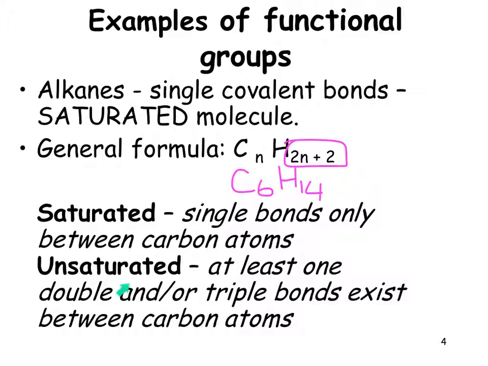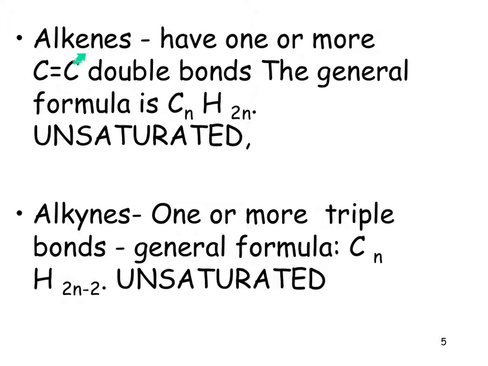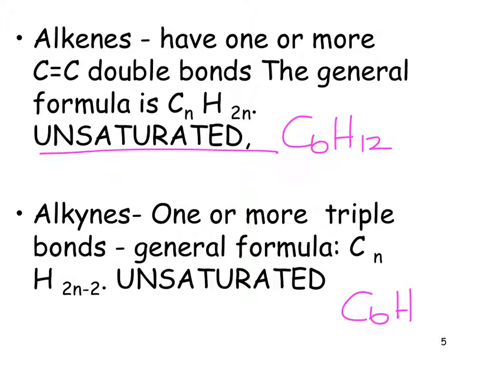Unsaturated means at least one double or triple bond exists between carbon atoms, and we'll explain that in a sec as well. So, alkenes have got one or more double bonds in them, C double bond C. And their general formula, if we were to do the 6 again, would be C6H12. Call that unsaturated, and alkynes would be C6H10. Alkynes aren't in the curriculum anymore, but it means that there is a triple bond somewhere in that molecule.